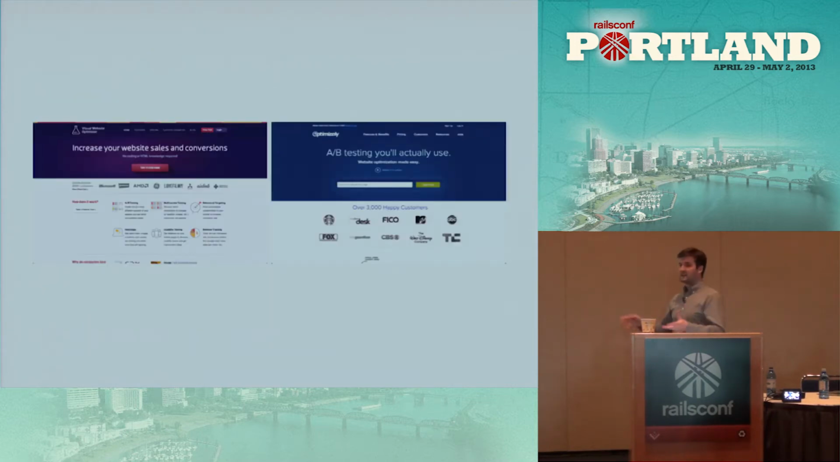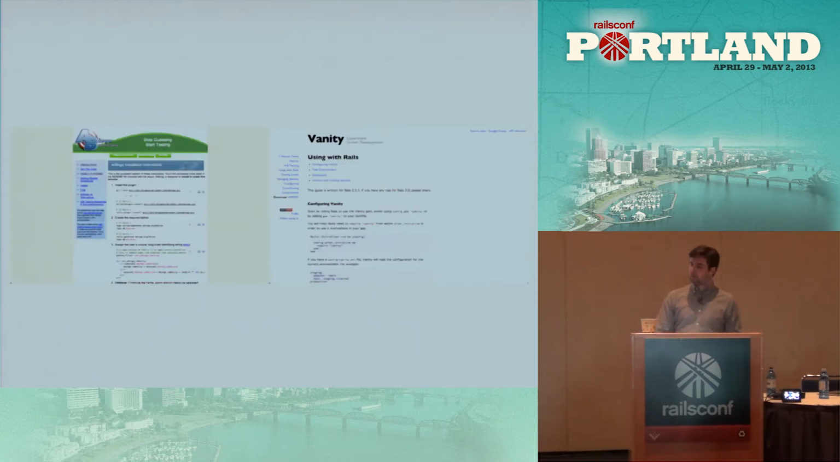So if you want to do this kind of stuff, it's great. There are some great tools out there. Here are two that I've used, Visual Website Optimizer and Optimizely. They don't need any server-side code to be written. You can just drop a JavaScript snippet on the page, and marketers and product people can tweak things to their heart's content. If you're using Rails, which I assume we all are, Vanity and ABingo are also great tools for this, and they let you go a little bit deeper.